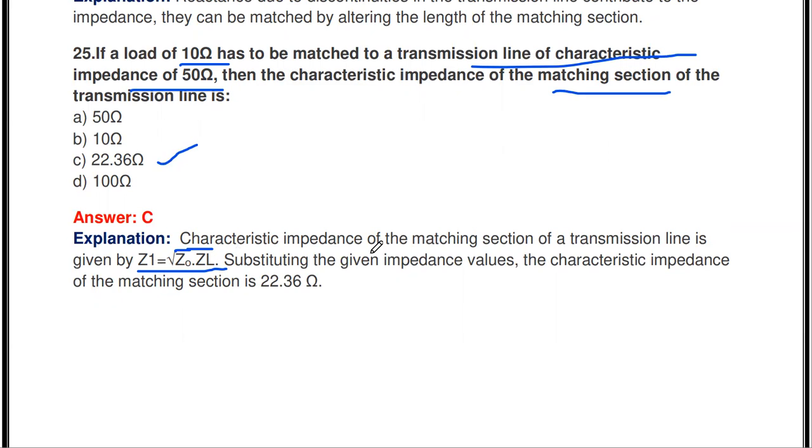So these are some of the questions about impedance matching in microwave communication or a transmission line between the source and load. Here we may use single stub matching, double stub matching and quarter wave transformer.